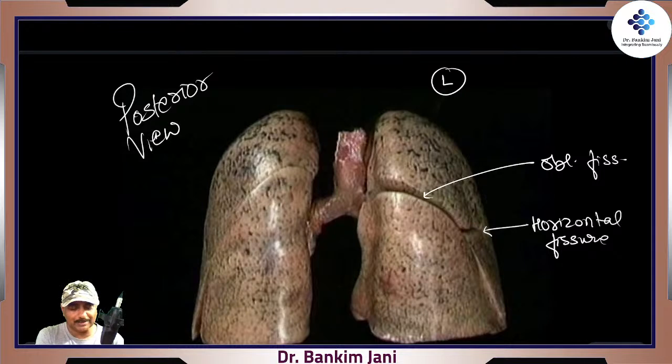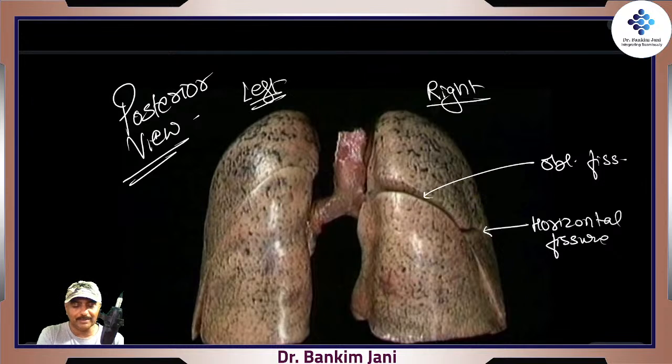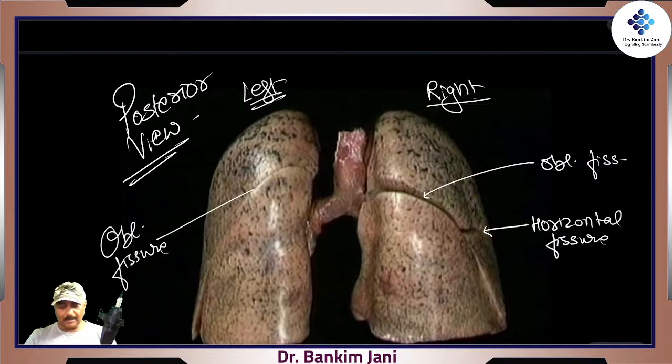When we are watching from the posterior side, in fact, this is our right lung, not the left lung, and this one is the left lung, as we are watching from behind. So that's why this one is the oblique fissure. What I wanted to emphasize was that if you watch it from the posterior side, there is no cardiac notch.